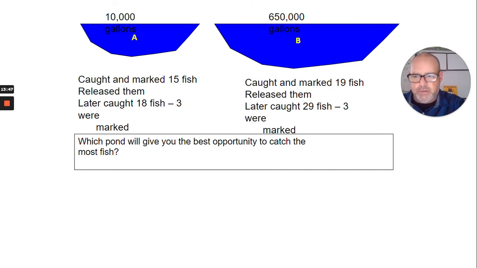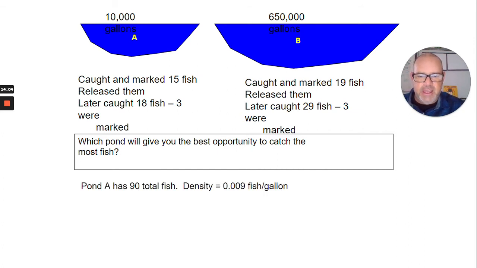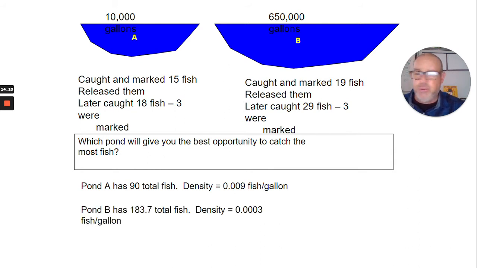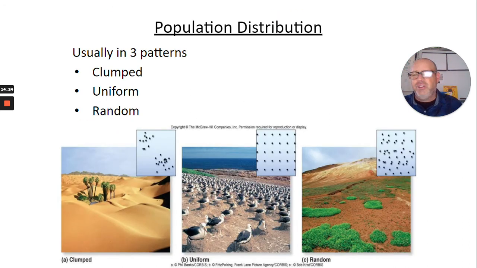Okay. So here's a little practice problem for you as well. Which pond will give you the best opportunity to catch the most fish? So it says caught and marked 15 fish on A, released them, later caught 18 and 3 were marked. On the right side, you caught and marked 19, you released them, you later caught 29 fish and 3 were marked. So Pond A has a total of 90 fish and Pond B has a total of 183. But the problem is the density for Pond B is much lower, right? So if we did the number of fish per gallon, then it's actually Pond A that you'd have better luck in. You'd find more fish in A density-wise. So a little bit about mark and recapture, but it's a pretty cool little system.